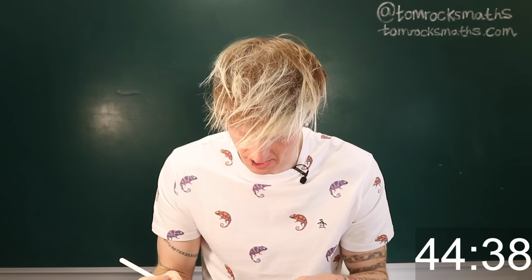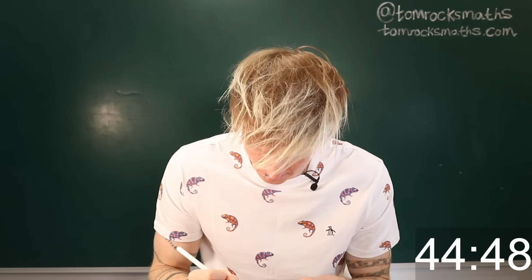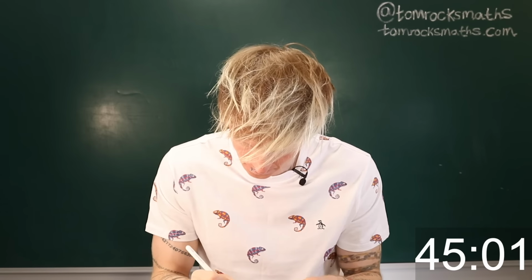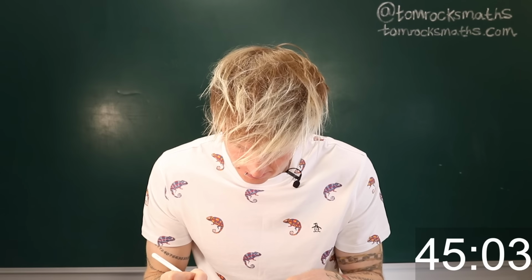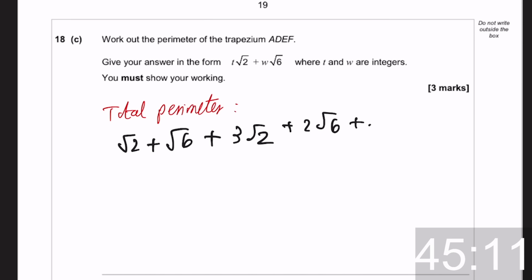Okay, so total perimeter. What have we got? Start at the bottom left. We've got root 2, plus a root 6, plus z, where I've worked out z to be 3 root 2. And then we've got a plus 2 root 6. And then we've got a root 6 and a root 2, plus 2 root 2.